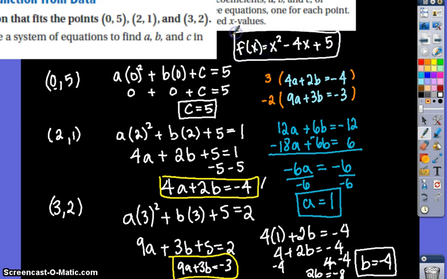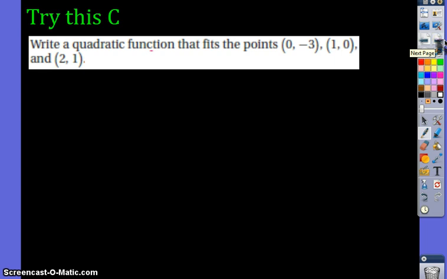Alright, so why don't you guys try this one? It's going to be fill in the blank. I need to know what a, b, and c are. And then write your function.